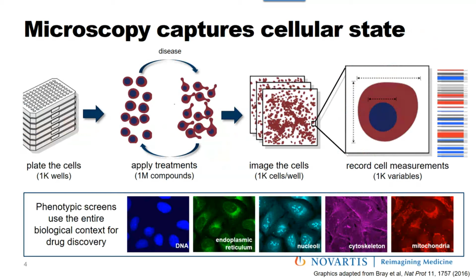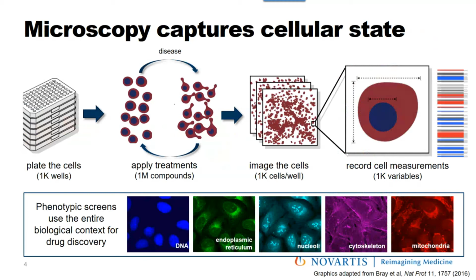Once these cells are put in the well, we then treat them with a set of chemicals or compounds from our library. Libraries often have over a million compounds at least, in the hope that at least one or several of these compounds will succeed in reversing the disease state of the cell and bring it back to something closer to a healthy cell, and hence something closer to a healthy patient.